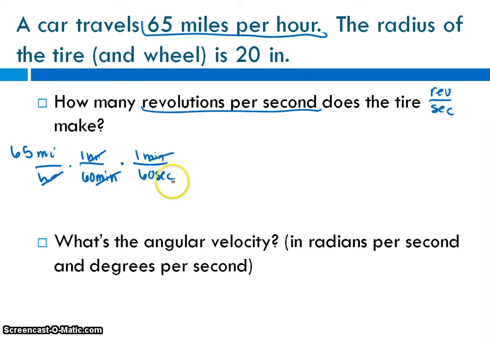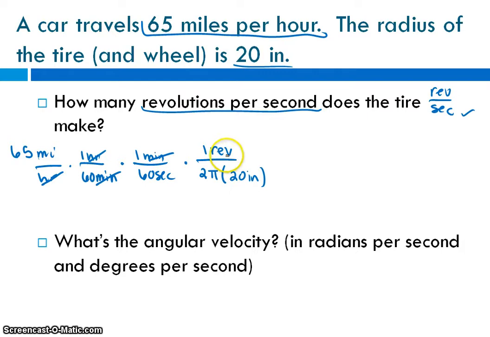So now I have miles per second. I got seconds in the denominator, which is what I wanted. So now I have to go from miles, which is a linear distance, right? It measures a length, and I want to go to revolutions. Whenever I want to get rid of or get a linear distance, I'm always going to have to introduce the circumference. So 1 revolution is 1 circumference, which is 2 pi r, and the radius of the tire and the wheel is 20 inches. So I have 20 inches.